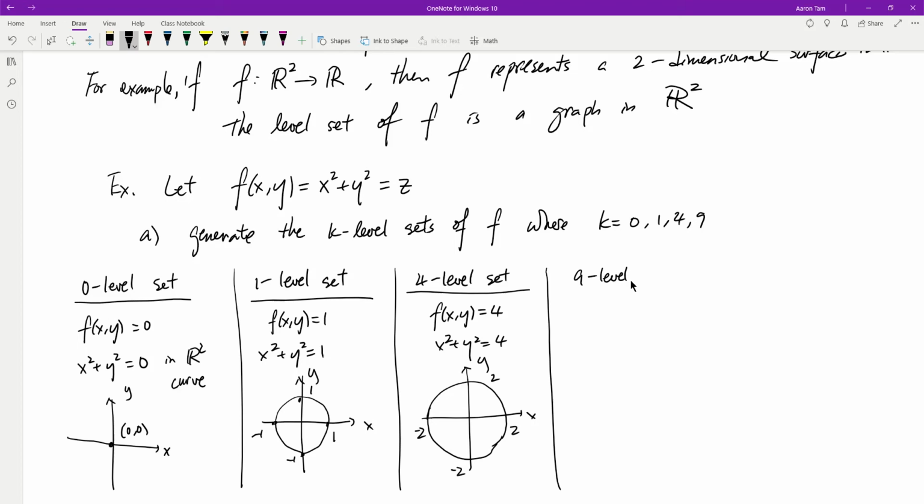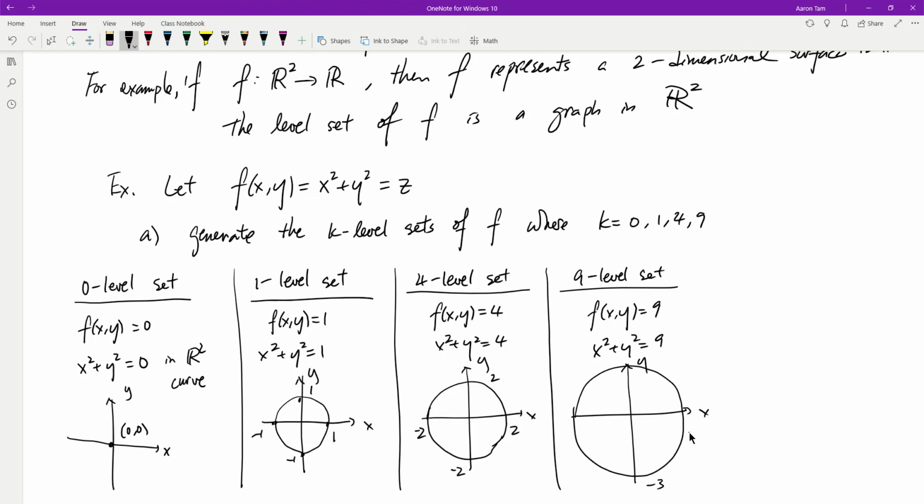And now the 9 level set, which will be f(x, y) equal to 9. So x squared plus y squared equal to 9, and therefore we now have a bigger circle. Now notice that in this case the level set actually forms the same kind of curve, except that it's of different sizes. And for the most part, that usually would happen unless some weird function has some weird level set. Otherwise, the level sets tend to form the same kind of shape.